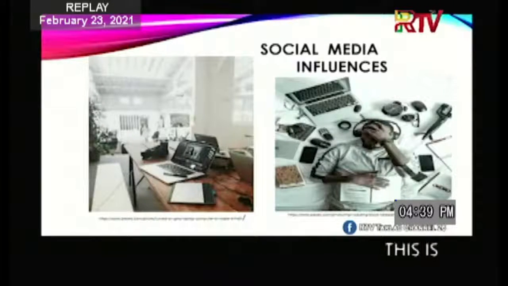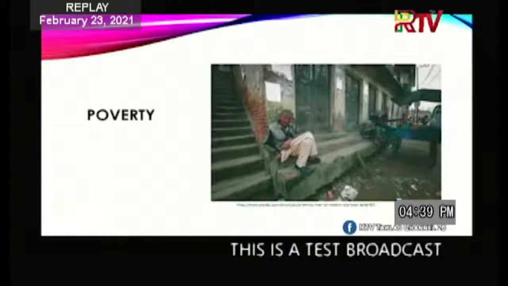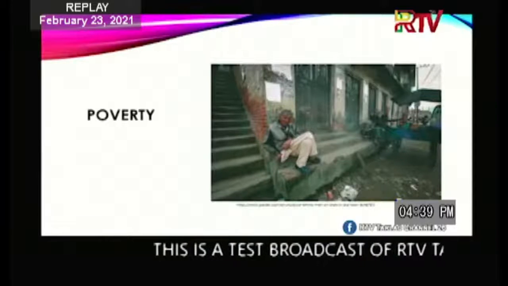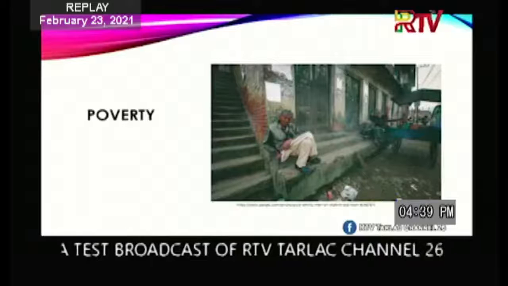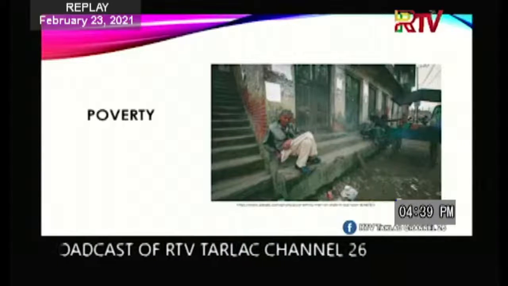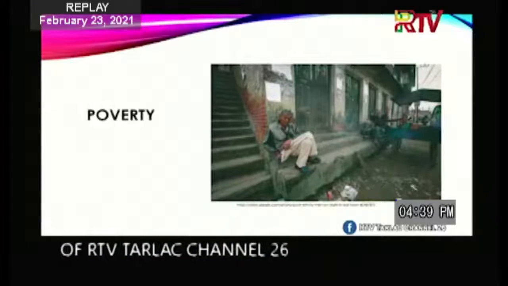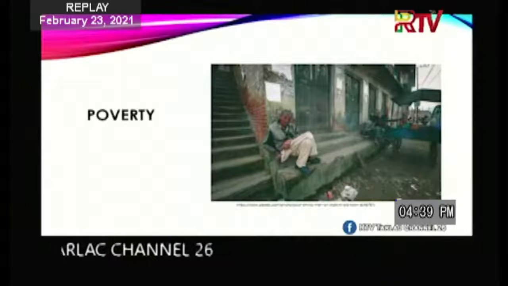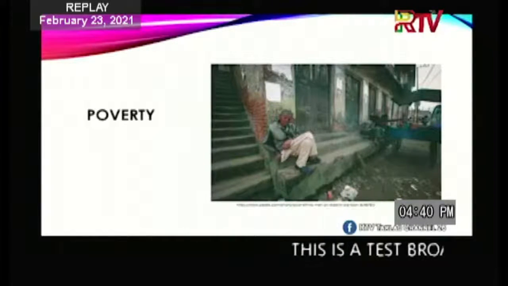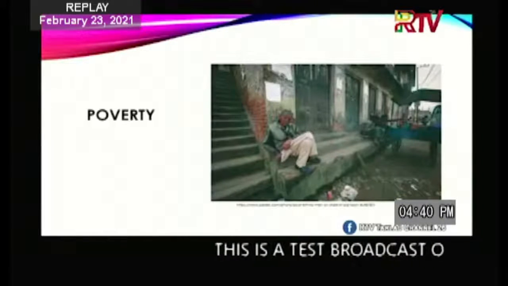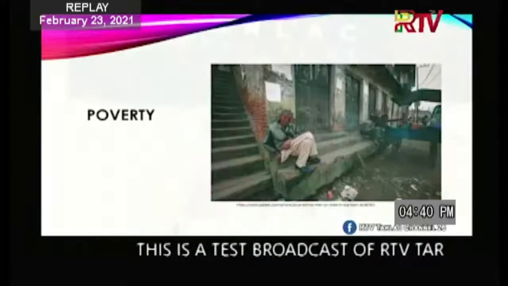And finally, poverty. The burden of financial stress can be intolerable for many people. They think drugs are the solution to their problems. That is why many resort to drug use and trafficking due to the promise of high income. Okay, class. So those are only a few of the many reasons why people take drugs.